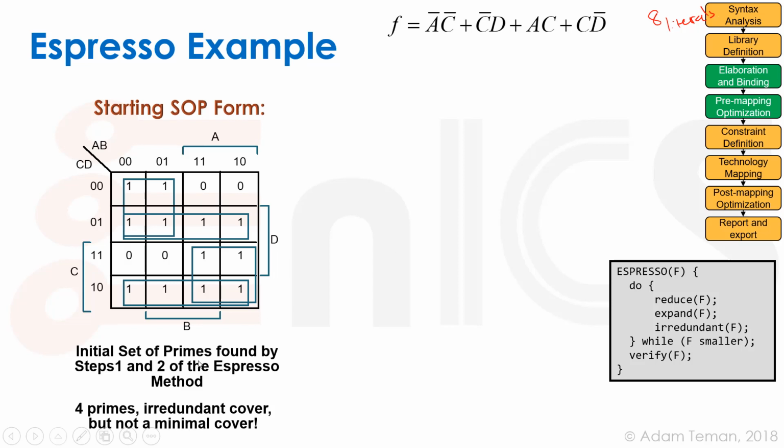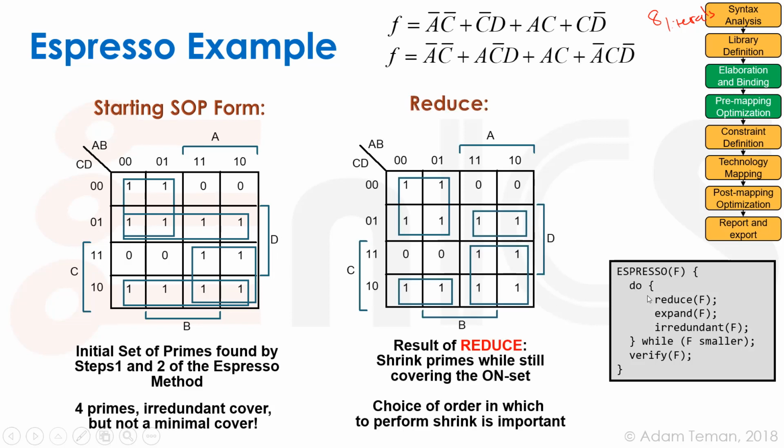So this is the initial set of primes found by steps 1 and 2 of the Espresso method. This is just the starting point that we're showing for the example. Okay, we have 4 primes. We have an irredundant cover, but it's not a minimal cover. So what we're going to do, first of all, is the reduce stage. Reduce stage means that we're going to take these covers and make them as small as possible.